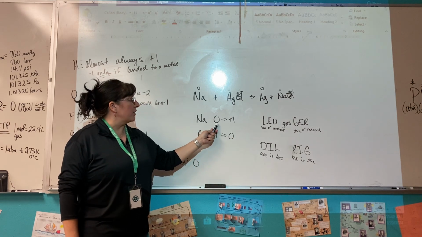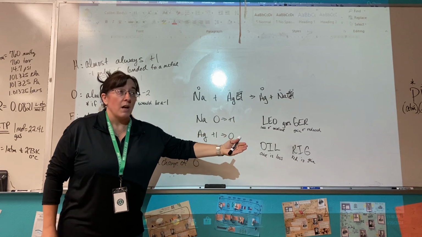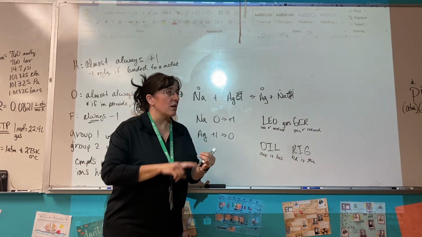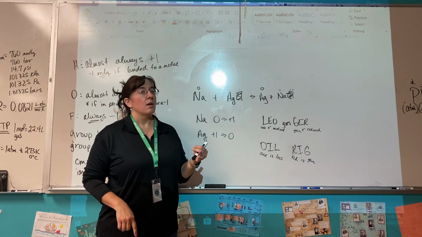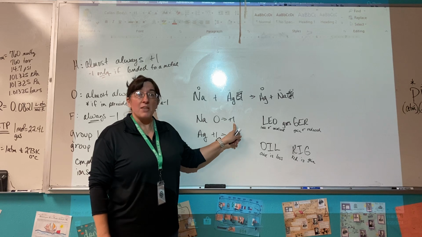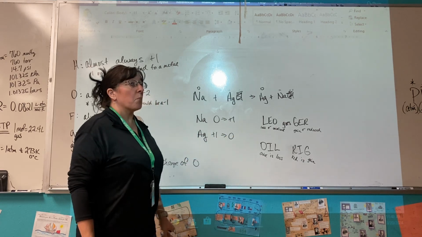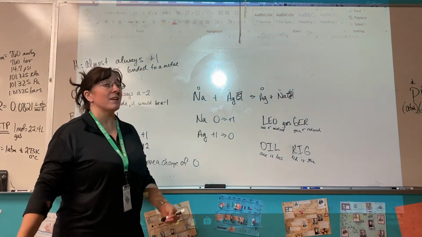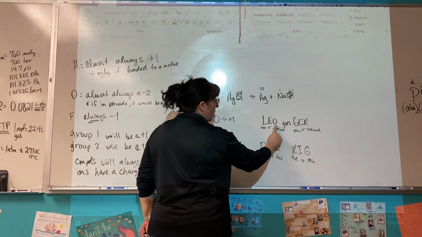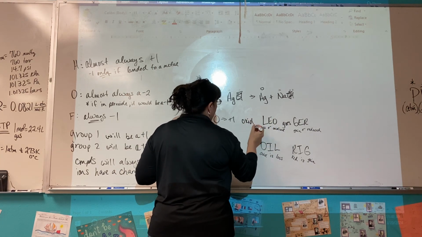And so guys, look at this. I went from 0 to +1, so I became more positive. If I become more positive, is that because I gained electrons or lost electrons? Lost. Electrons have a negative charge. It's because you lost electrons. That is the only way to get more positive, because you lost some of the negative charges. So if I lose electrons, that means you are oxidized. So sodium right here is what is oxidized.